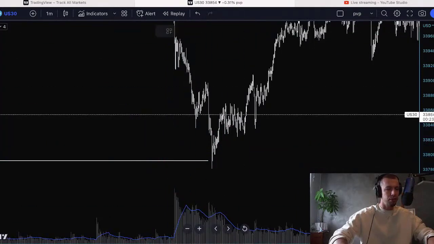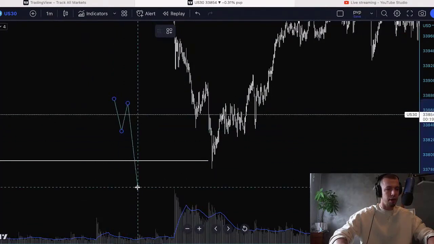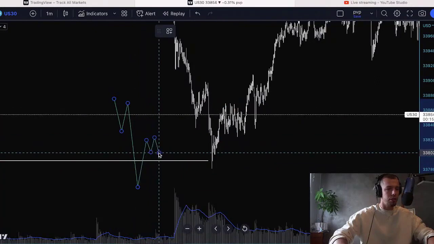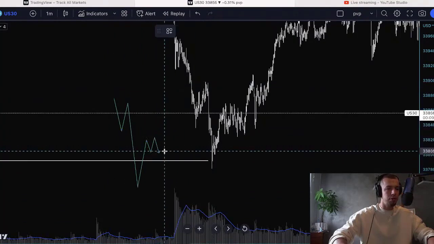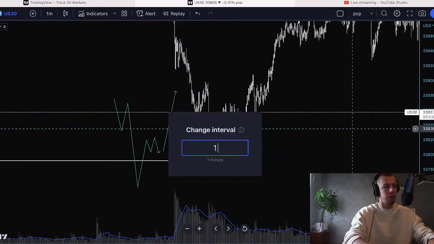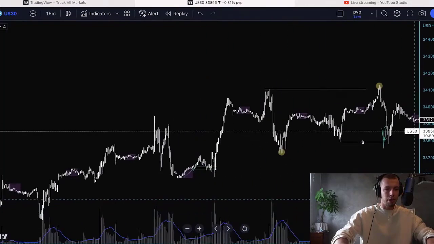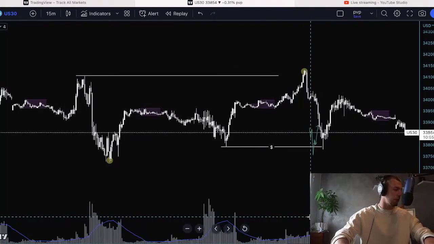But in this case, we had this structure, right? Break right away. And then we retraced right here. This is not confirmation. There is no confirmation about this, but then we break to the upside. We break the supply that grabbed the liquidity. So we went from internal to external liquidity. It's pretty simple analysis. Price moves from internal to external liquidity all the time.